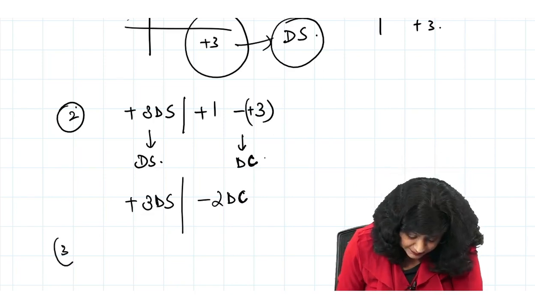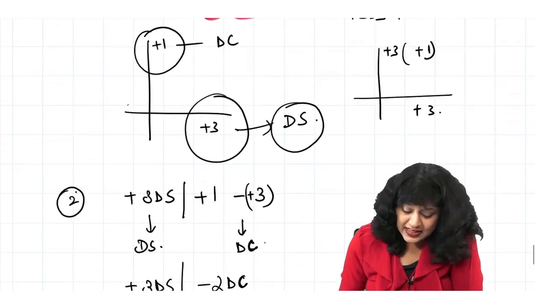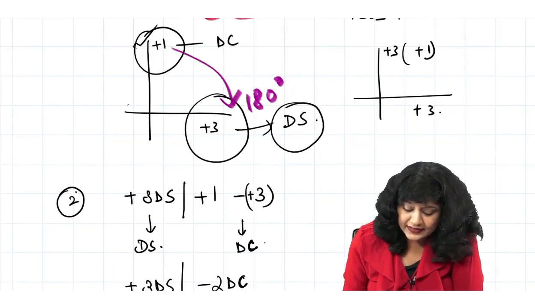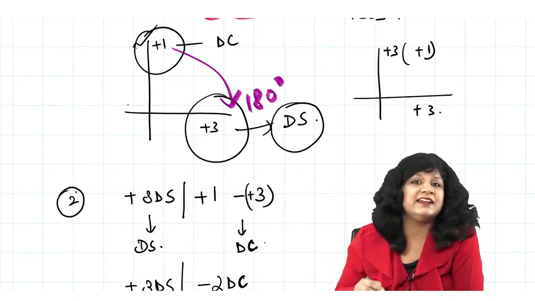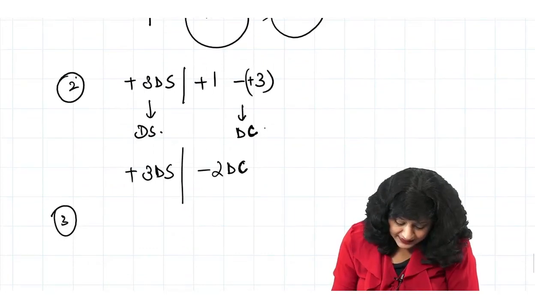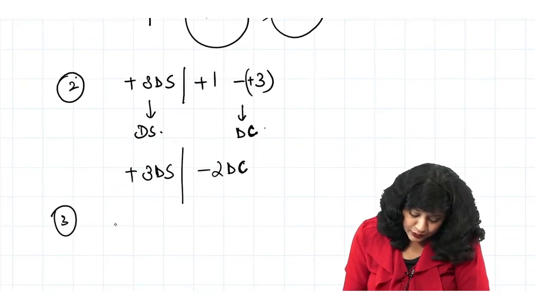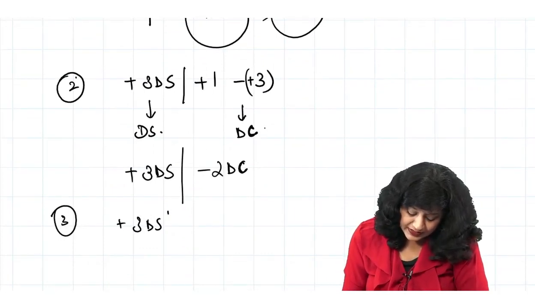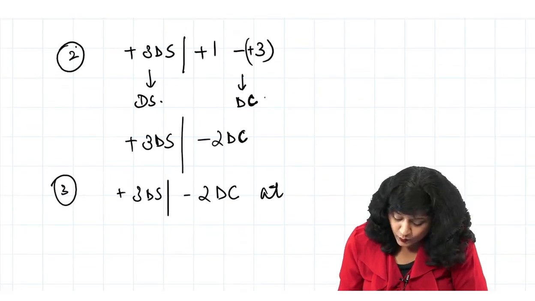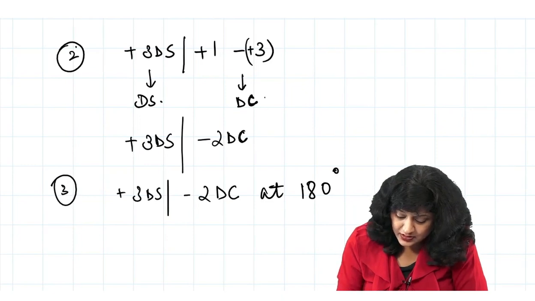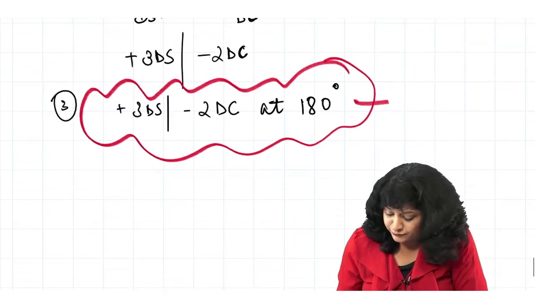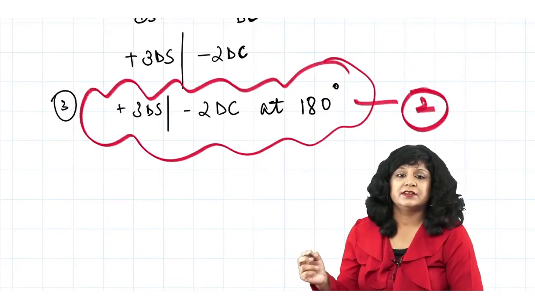Now what should be my step number 3? Step number 3 is that I have to give it at 90. So obviously I will have to give it at 180 because I want it to act at 90 degree. So I will give it in a perpendicular plane. So this minus 2, therefore I have to give plus 3 diopter spherical with minus 2 diopter cylinder at 180 degree. So my second spectacle prescription that I can give for the same is this one.